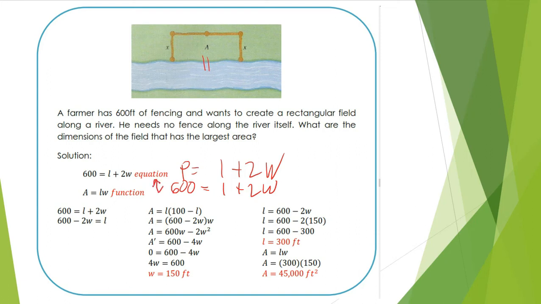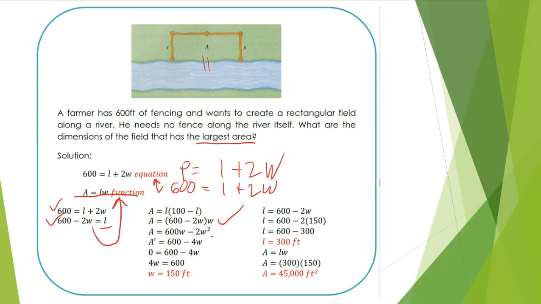And then for the maximization function, kasi kaya maximization, getting the largest or the maximum area, we will use the area of the rectangle, which is A equals length times width. Now, to solve, gagamitin natin itong 600 equals L plus 2W, and then we solve it for L, in terms of W, and then we substitute it to the maximization function. Kaya ito yung ating nakuha. Now, we are solving for W.